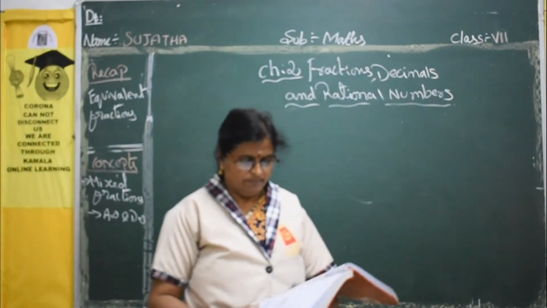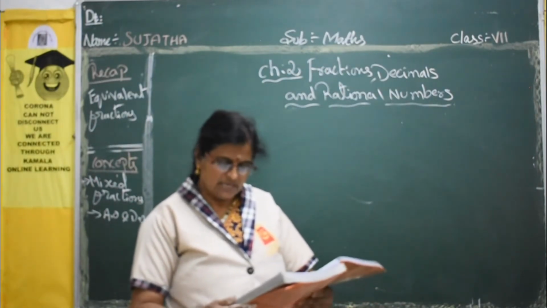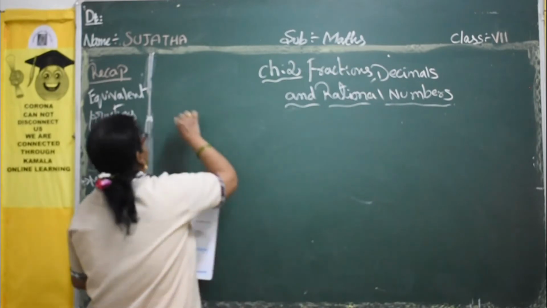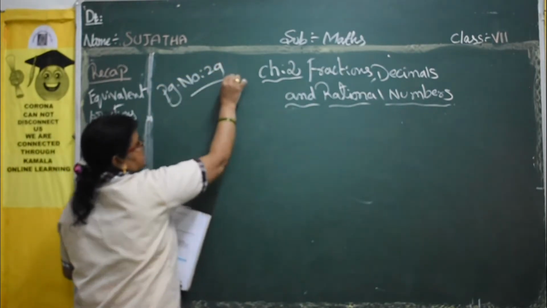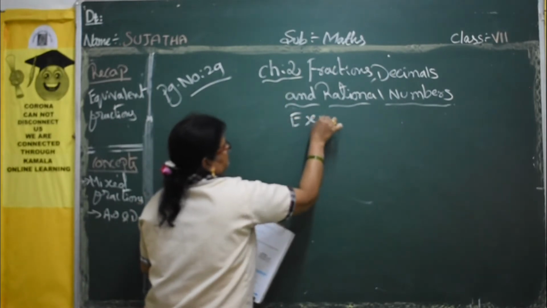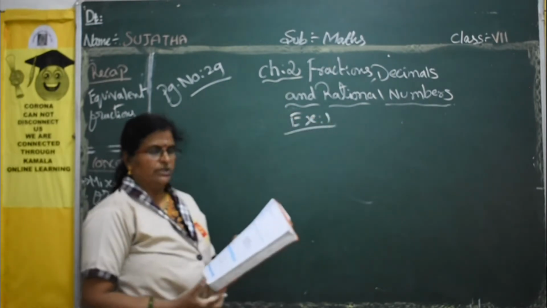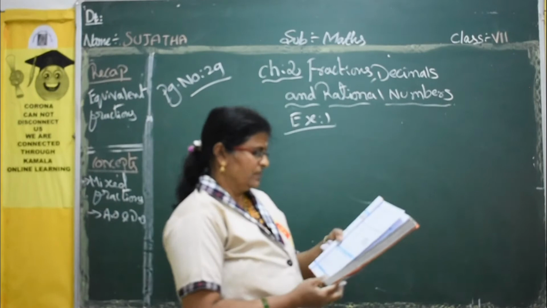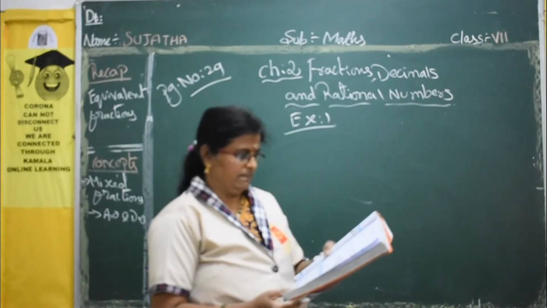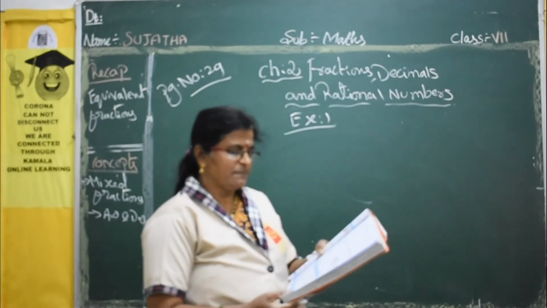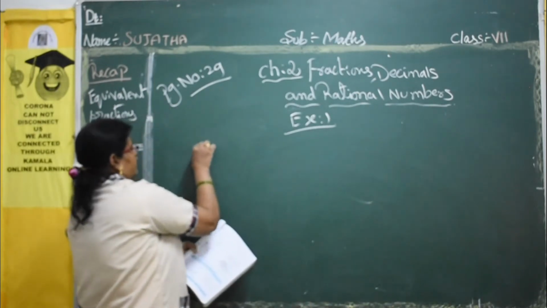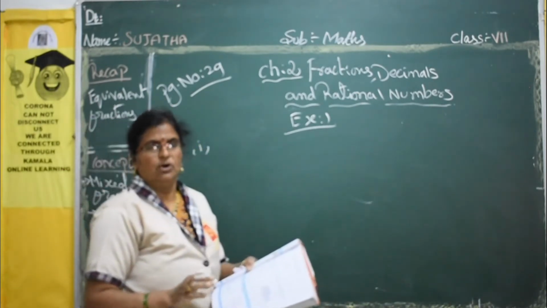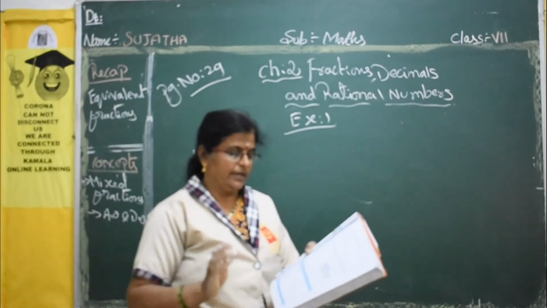Okay. Now. Exercise 1, page number 29. All of you open your textbooks. See here. In the first sum, 6 bits are there. Compute and express the result as a mixed fraction. So, the questions I won't write on the board. Please see the textbook and write down.